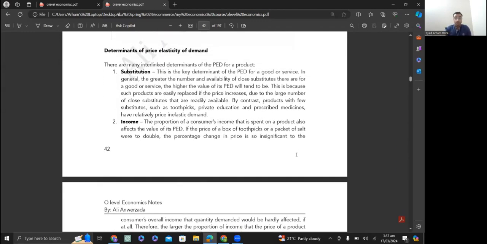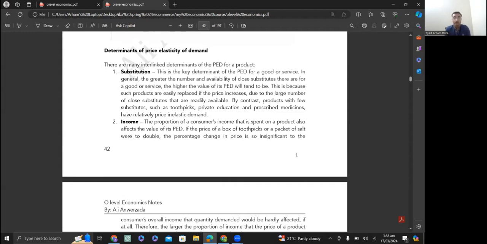Now, the determinants of the PED. The first determinant for the PED is substitution. Substitution says that whenever you have a higher number of substitutes, the PED of your product will be higher.